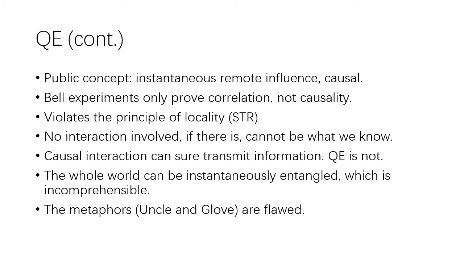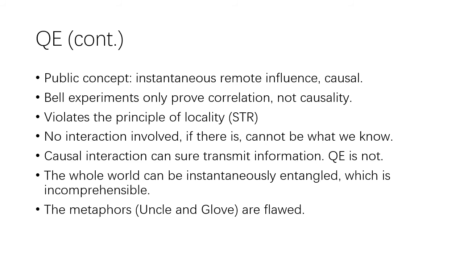Some major arguments on the globality of quantum entanglement: the popular concept of instantaneous remote influence is a causal description, but Bell experiments only proved correlation, not causality. A causal description violates the principle of locality proposed by the special theory of relativity. There is no interaction between the remote, separate particles, and any causal interaction can surely be used to transmit information, but quantum entanglement cannot.